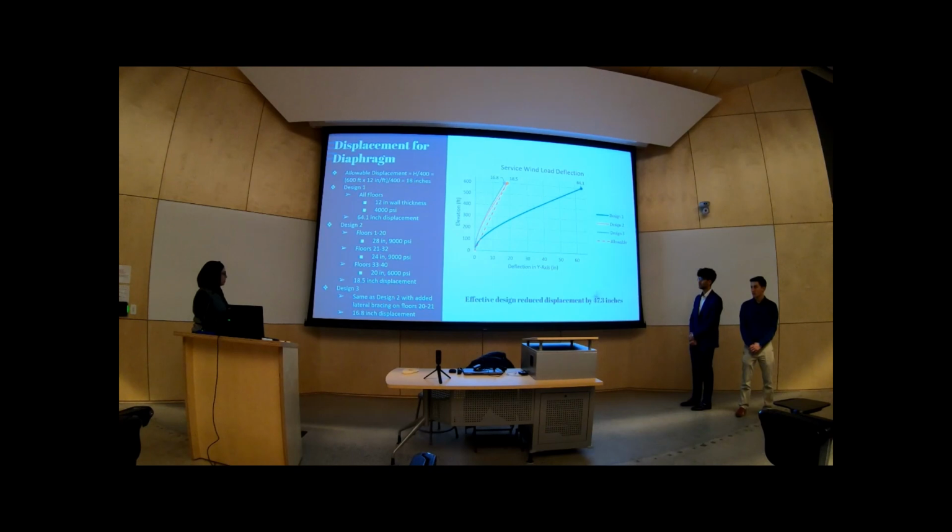So we did add lateral bracing on floors 20 to 21, and that got us to 16.8 inches of displacement. So you can see that in our graph here, the allowable is the dashed line, and the 16.8 is just right under.